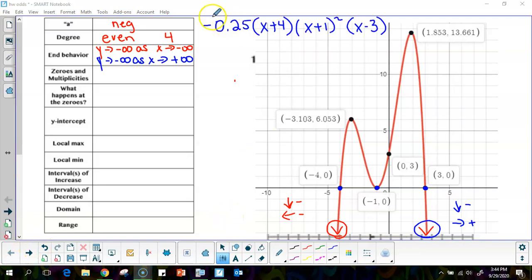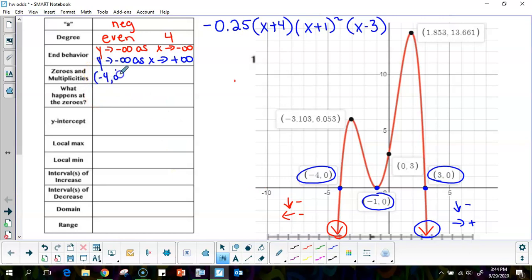Okay, so I went over and I got the equation. So here's the equation up here at the top. What I can do is look at all of these factors, which are these things in parentheses, and I just take the opposite of whatever the number is. Or I can look right here and say, okay, I know it's at negative 4, 0, negative 1, 0, and 3, 0 right here. So those are my zeros.